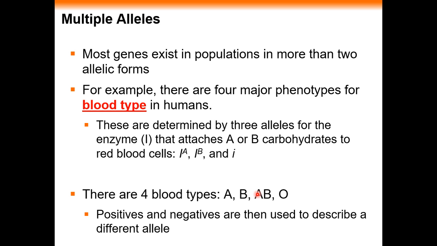And then there are positives and negatives, and that's used to describe something else. But there are 4 blood types, and I guess technically 8: A positive, A negative, B positive, B negative, and so forth. There are 4 major phenotypes. These are all based off alleles. There are 3 different alleles: IA, IB, and little i. And they code for carbohydrates, which go on the red blood cells, and they determine the blood type.